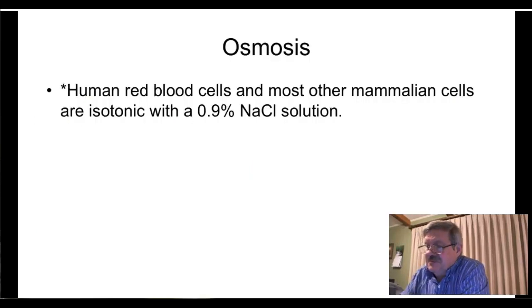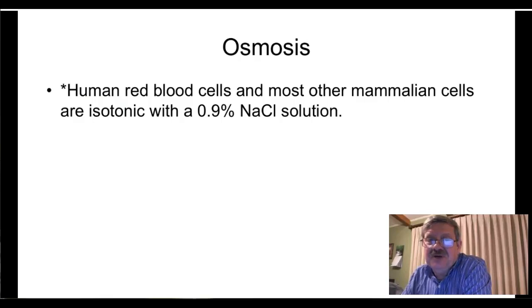Okay, so when we look at osmosis, human red blood cells and most other mammalian cells are isotonic with a solution that is 0.9% sodium chloride. So you go down to the pharmacy, you purchase eye drops, or you get a saline solution. This is what it is: 0.9% sodium chloride, 99.1% water. It is in balance with the mammalian cells. And again, that is not saying that the cytoplasm in mammalian cells is 0.9% table salt and 99.1% water.